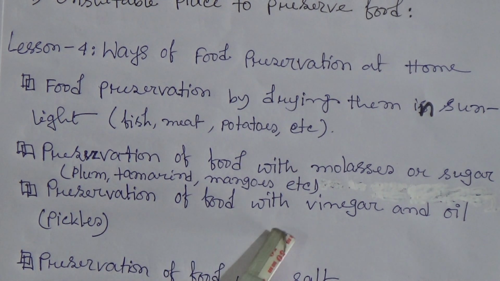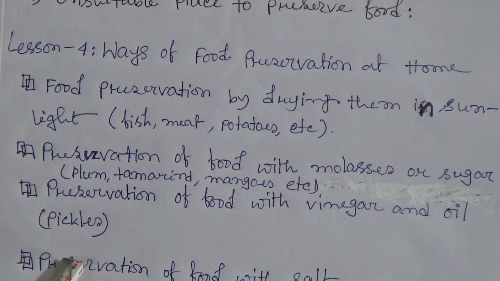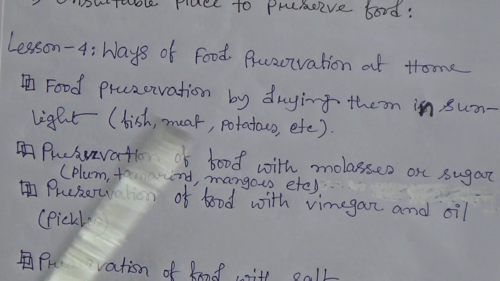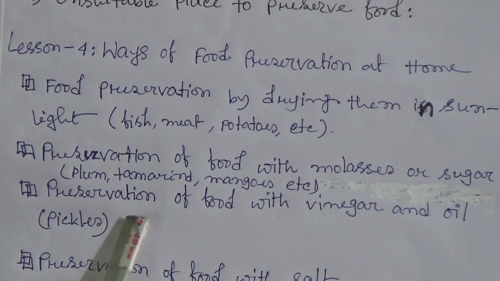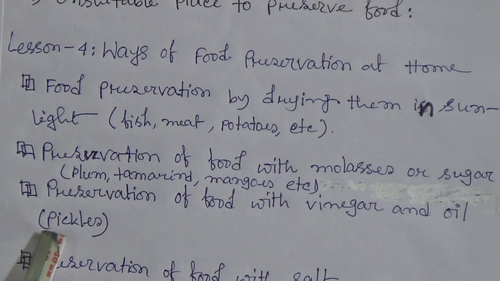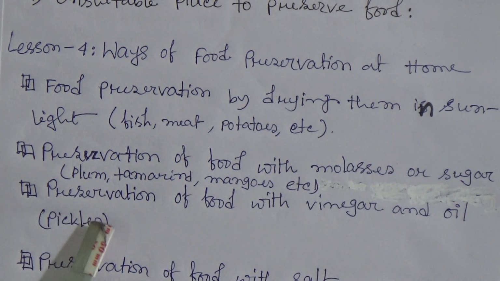Then preservation of food with vinegar and oil, like pickles. We make different types of pickles with different types of fruits, and with ginger also. Sometimes we make pickles with onion. So this is one of the ways how we can preserve some foods.